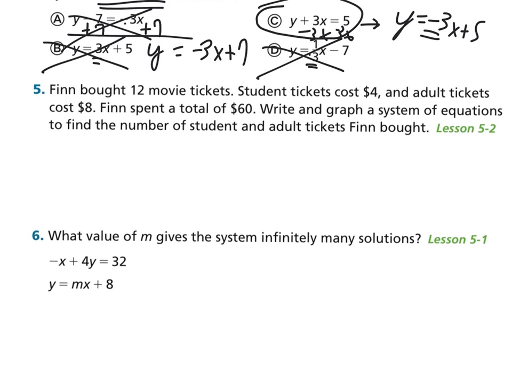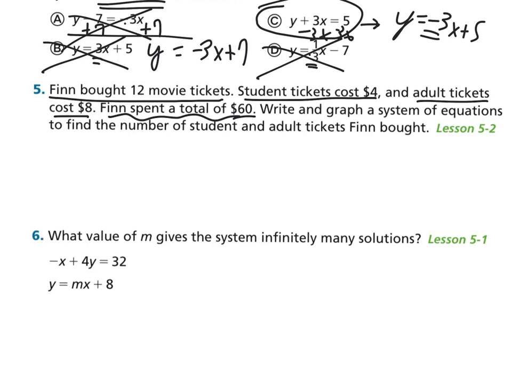Number 5, Finn bought 12 movie tickets. Student tickets are $4, adult tickets are $8, and Finn spent a total of $60. And they want us to write and graph a system of equations to find the number of student and adult tickets Finn bought. So one thing is that he bought 12 tickets.